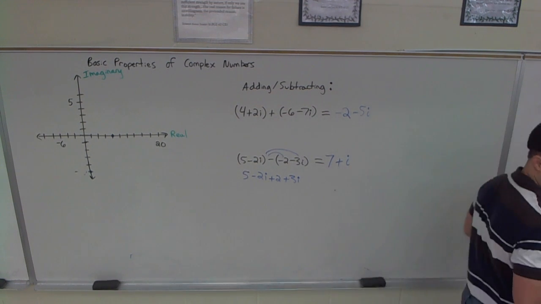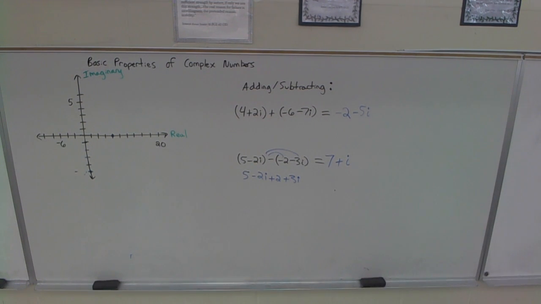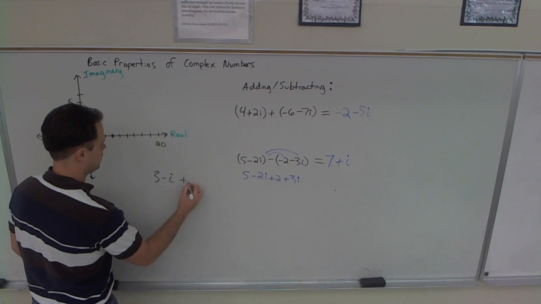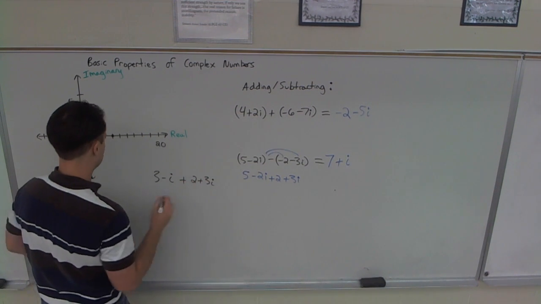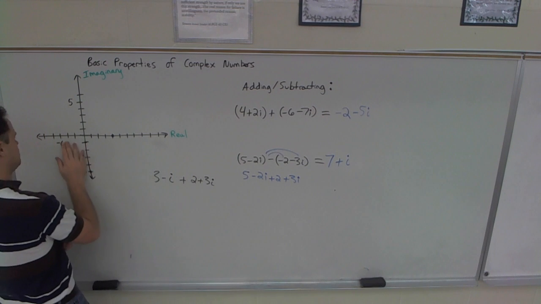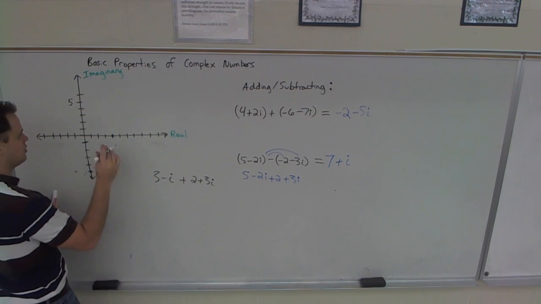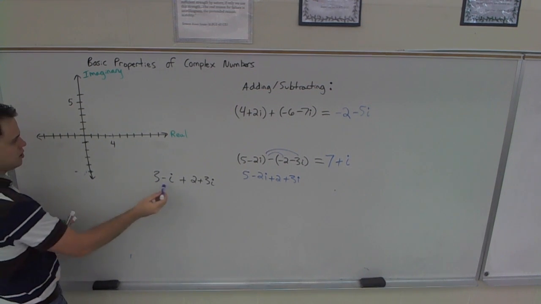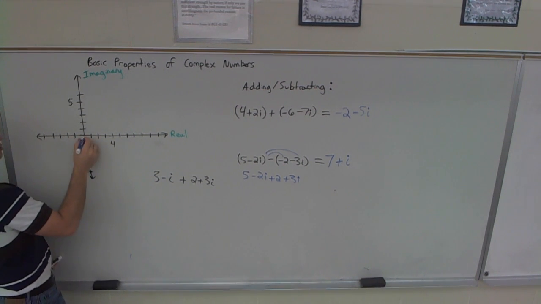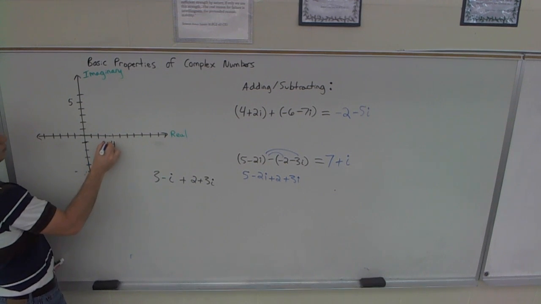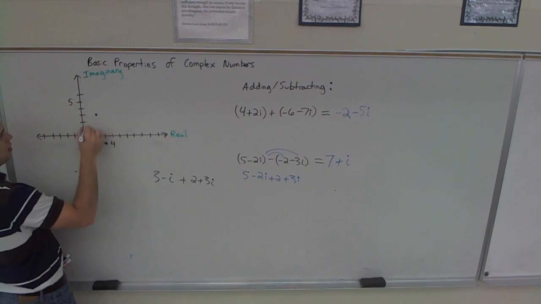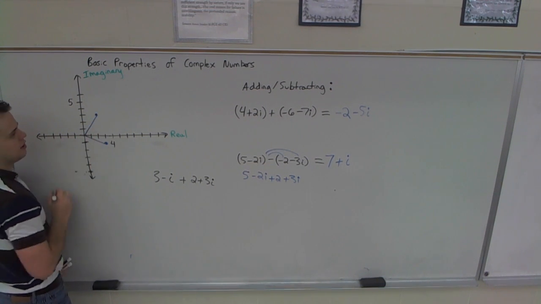Let me see if I can cook up an example that we can graph better. So let's do 3 minus i and 2 plus 3i. So 3 minus i plus 2 plus 3i. Let's try to graph that on here. And I'm going to change this from 2's to 1's just to make it nice and simple. Okay, so now this is at 4. So 3 minus i is 3 minus i. 2 plus 3i is 2 plus 3i. Draw lines back to the origin.